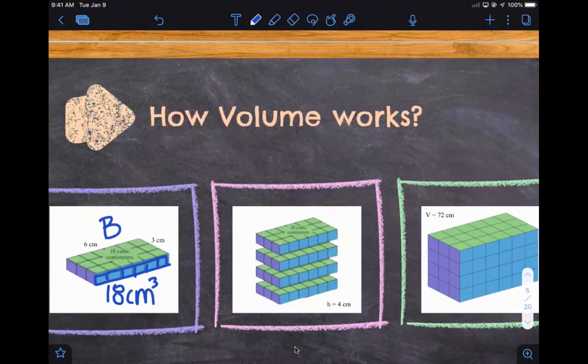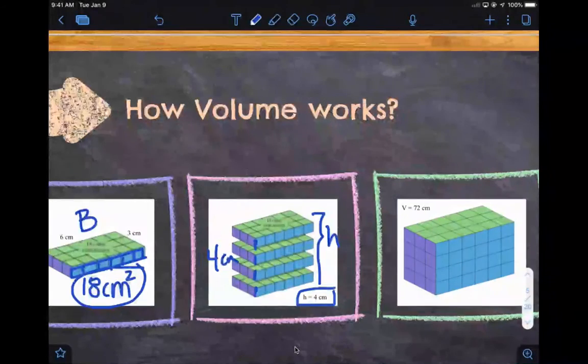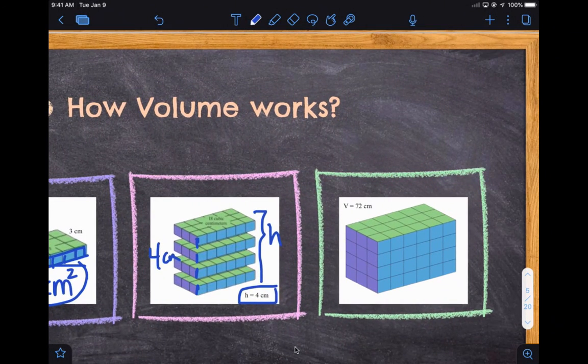But if we want to find the volume of a 3D figure, we have to look at the height. The height here, as you can see, is 4 centimeters because you have 1, 2, 3, 4. So that's the height. We multiply the area of the base, which is 18 cubic, my bad, this is not cubic, this is square centimeters, and we multiply that by the height of 4 centimeters. At the end, we have a volume of 72 cubic centimeters.